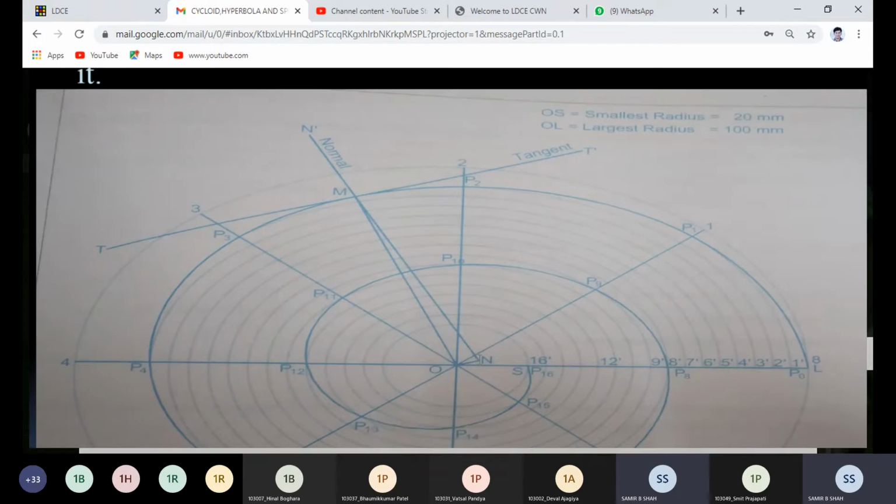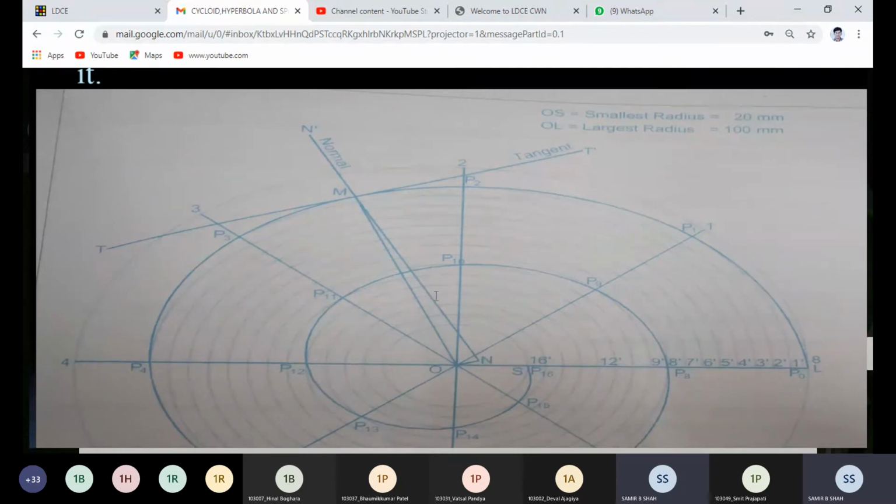How much length do we have to take? Perpendicular to the radius vector OM, and the length is equal to 6.5, or we can already mention that 80 by 4 pi is 6.5. Join point N and M.